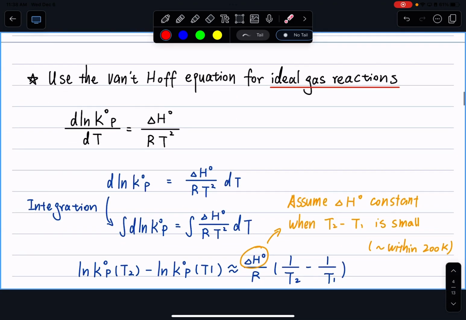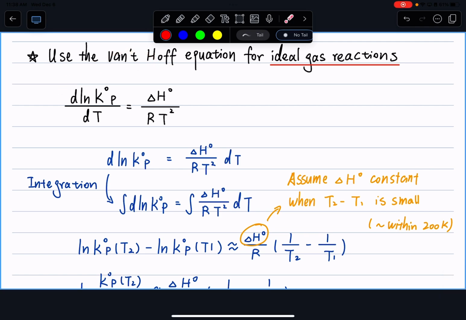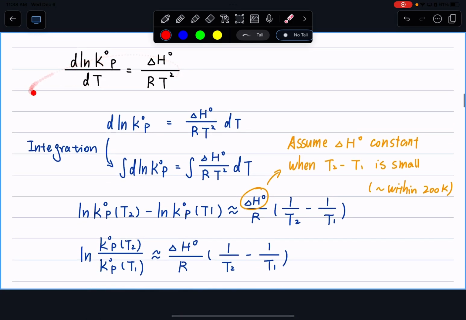And then we went on and talked about how to use the Van 't Hoff equation for ideal gas reactions. In this process, we again started from the original Van 't Hoff equation that doesn't have too much approximation in there. But when we're using it, we added a little bit of approximation. When we're doing the integration, we approximate that your delta H naught is constant when your change of temperature is not too big. Let's just say it's within 200, 300 Kelvin. And then you can approximate your Van 't Hoff equation into some kind of form that's easier to use.